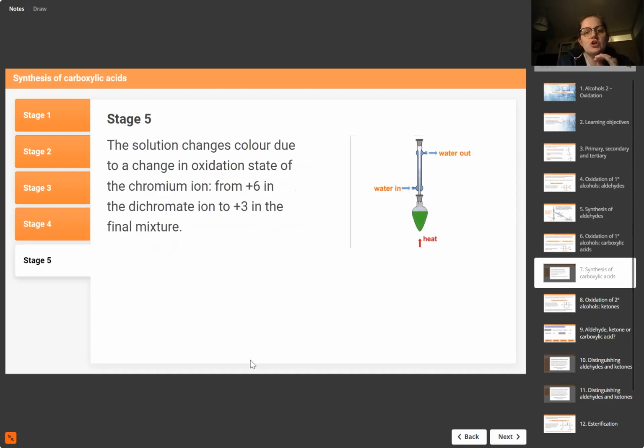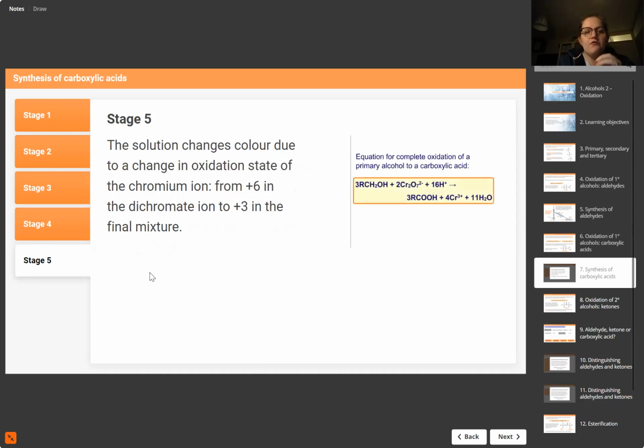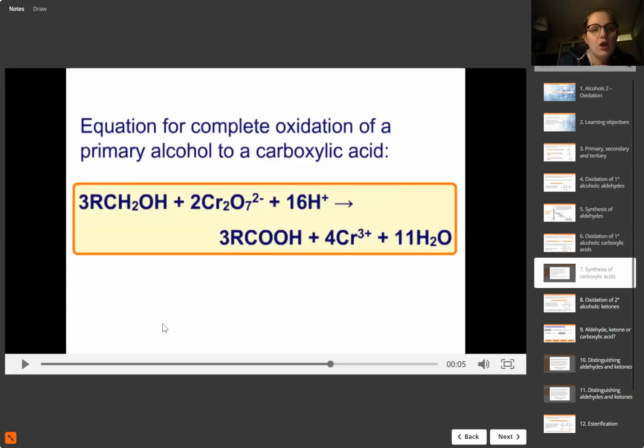Now, the solution color changes due to the change in oxidation state of the chromium ion. So it goes from +6 in the dichromate ion to +3 in our final mixture. So that's really important to know. This is our equation for complete oxidation of a primary alcohol to carboxylic acid.